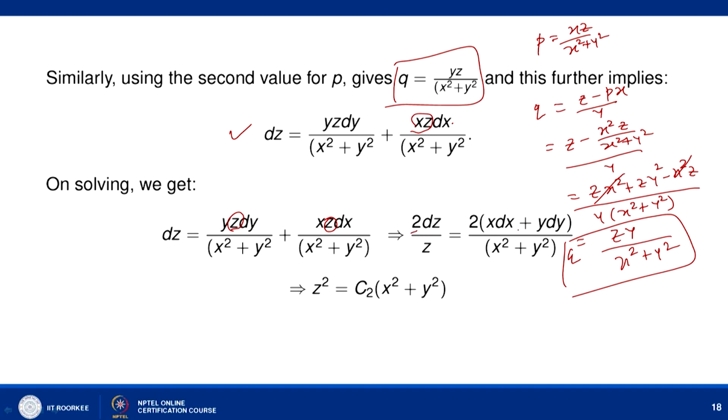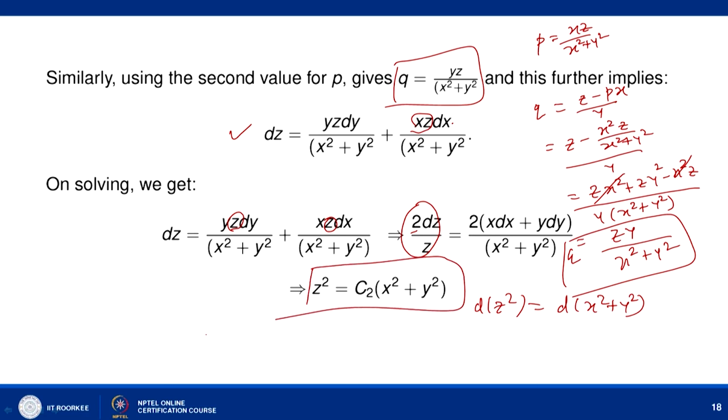So, it is 2x dx plus 2y dy divided by x square plus y square. This is the derivative of ln z square, and this is the derivative of ln of x square plus y square. So, we can simply write z square equal to some constant times x square plus y square. So, this is another common solution we have if we use the value of p as xz upon x square plus y square. So, that is what we have achieved here.